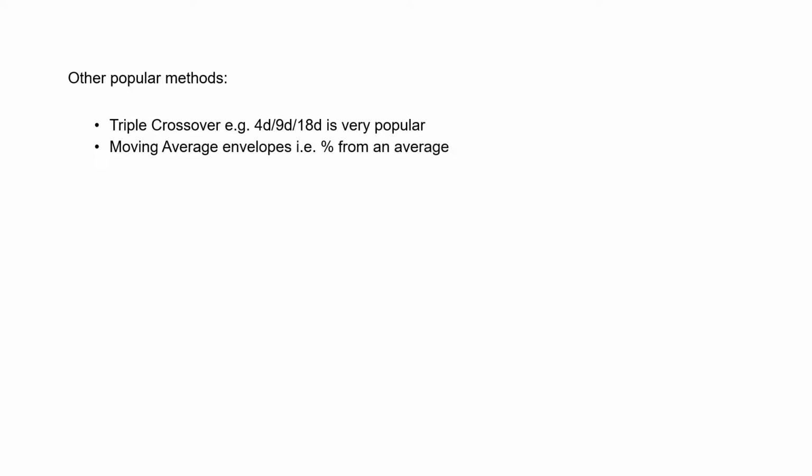And on top of that, there's other popular methods. There's like the triple crossover, 4, 9, 18 period. There's one based around envelopes of percentage of price move. There's the Donchian bands, which are based off of a 4-week look back period. We have our Bollinger bands that use an input of a moving average to help analyze the standard deviation move of the price.